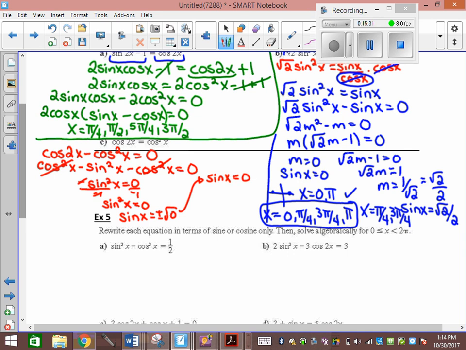Where does sine x equal 0? When y equals 0, here and here. Remember, 2 pi isn't included. So it's going to be x equals 0 and pi. 2 pi is an answer, but we can't include it.